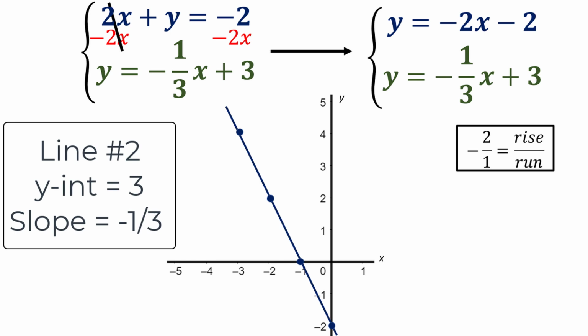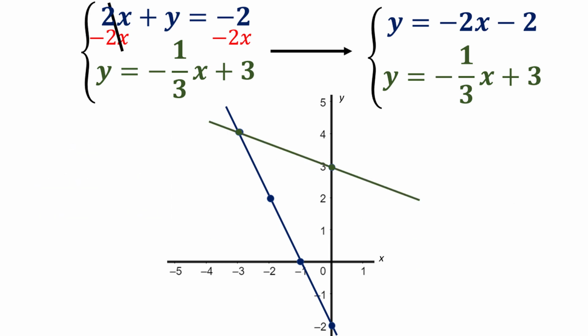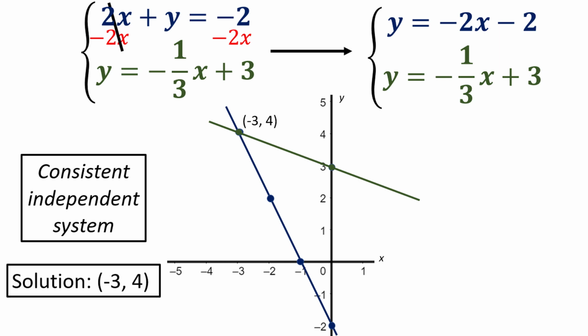The other line has a y-intercept of 3 and a slope of negative 1/3. That means the point (0, 3) is on the graph. We can use the slope of negative 1/3 to plot an additional point using the idea of rise over run. Again, I'm going to go backwards, so instead of going 1 unit down and 3 to the right, I will go 1 unit up and 3 to the left to find an additional point. If you have drawn your graph correctly, you will see that the lines intersect at (negative 3, 4). This is a consistent, independent system of equations, meaning there is only one solution, and that solution is (negative 3, 4).